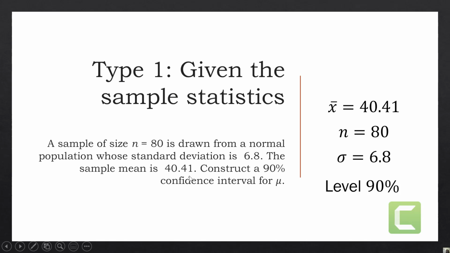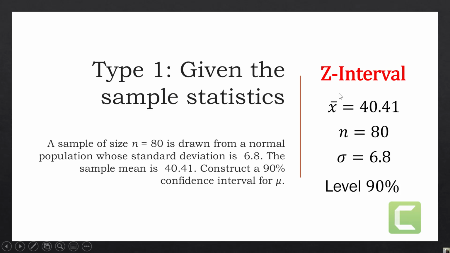So here, 40.41 represents the sample mean, and it is notated as x bar. The sample size n is equal to 80. The population standard deviation sigma is 6.8, and the level of confidence is 90%. So we need these four pieces of information to construct the confidence interval. And because sigma here is given, we are working with the standard normal distribution. That's why we have to use z-interval. Z represents the standard normal distribution, and it is used when sigma is known, and interval means confidence interval.